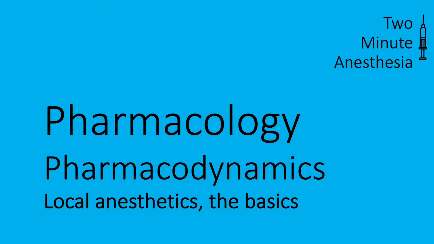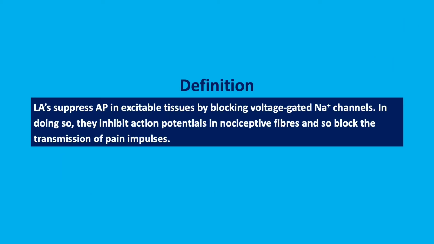2-minute anaesthesia, local anaesthetics, the basics. There's a range of different definitions for local anaesthetics. One would be: local anaesthetics suppress action potentials in excitable tissue by blocking voltage-gated sodium channels. In doing so, they inhibit action potentials in nociceptive fibres and so block the transmission of pain.